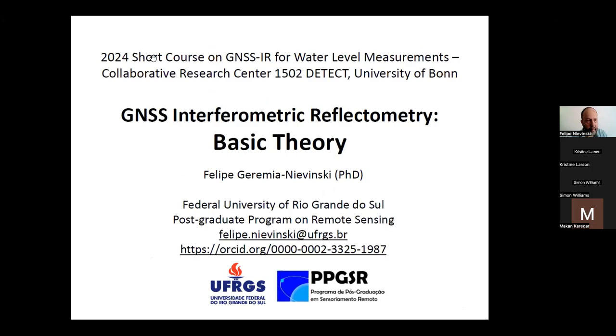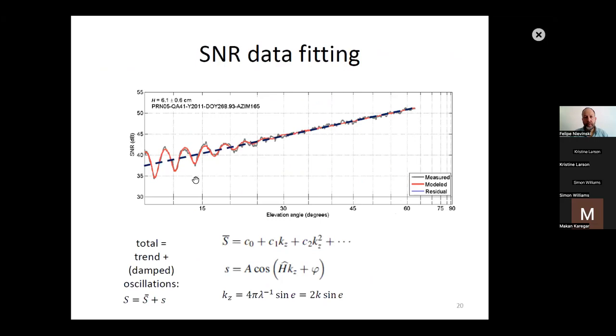Someone asked, what does it mean to detrend SNR? So I'll go ahead and let Felipe answer that. What did you mean when you said detrend SNR? You're muted again. You make it zero mean, so you lower this to be near the zero level. That's all.